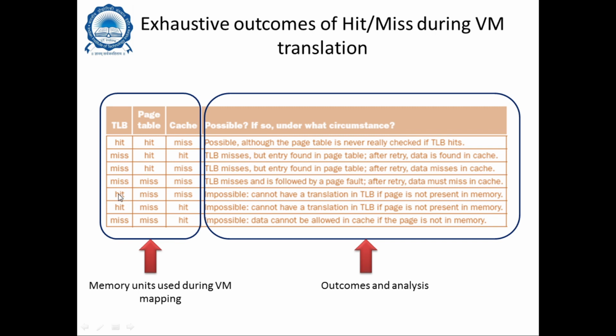The next one is hit. The TLB is a hit, the page table is a miss, and the cache is a miss. This is certainly not possible, because if there is a TLB hit, that means a translation is available inside the TLB, and if the translation is available inside the TLB, that means the translation is also available inside the page table. So a hit and miss combination between TLB and page table is not possible.